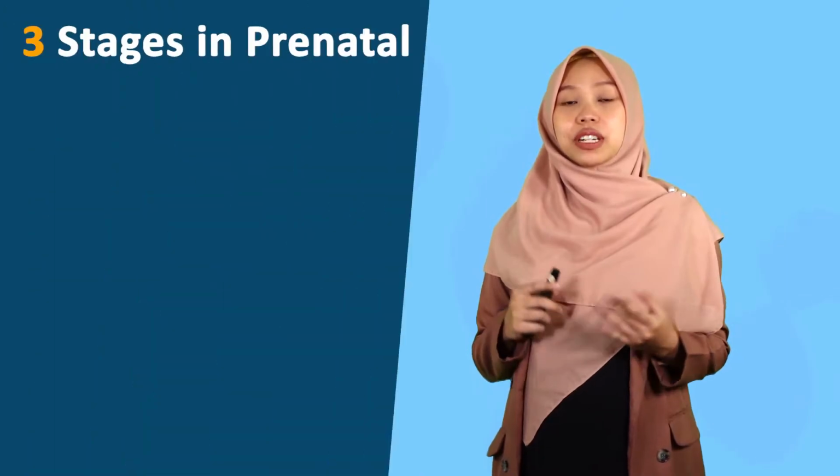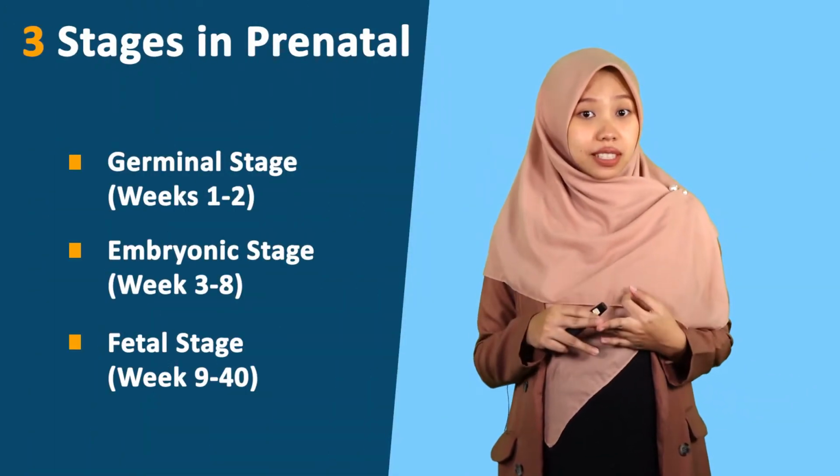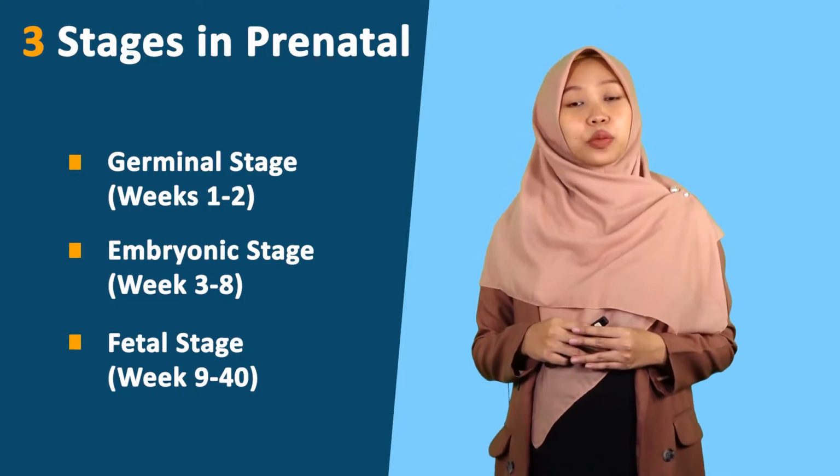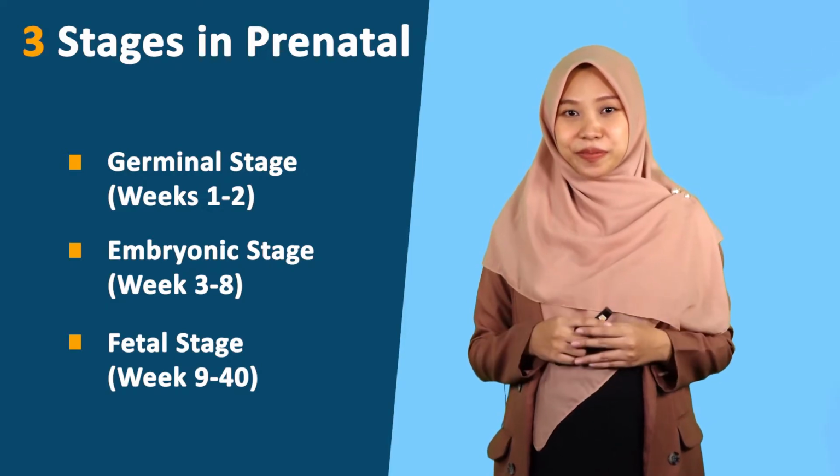So there are three stages of prenatal development. The first is germinal stage, and then embryonic stage, and fetal stage. Now let's take a look at what happens to the developing baby in each of the stages below.